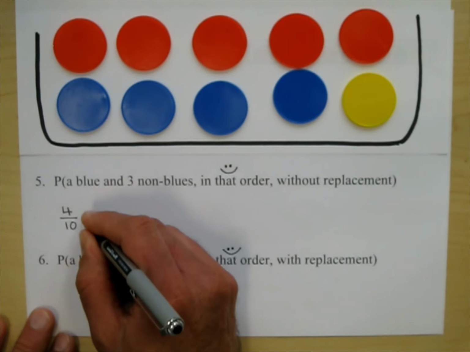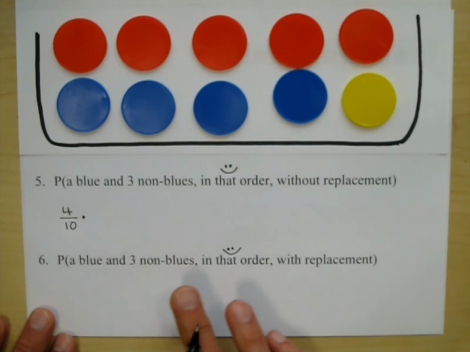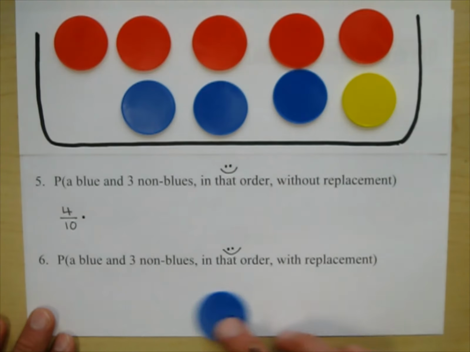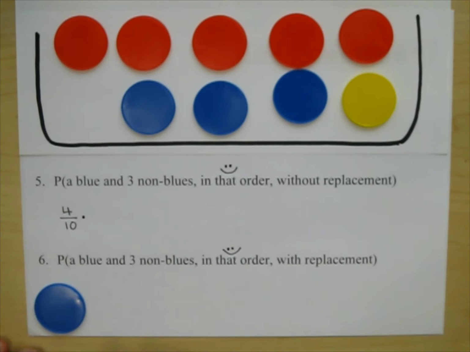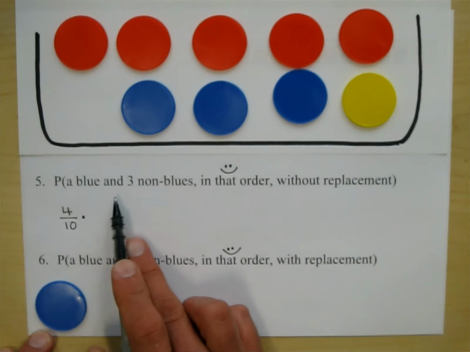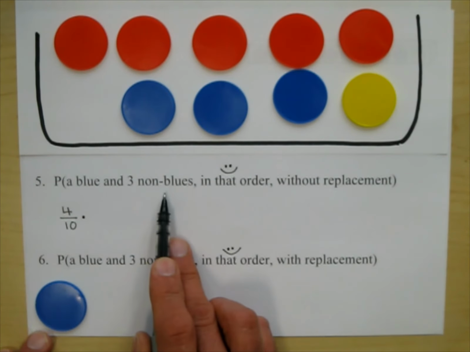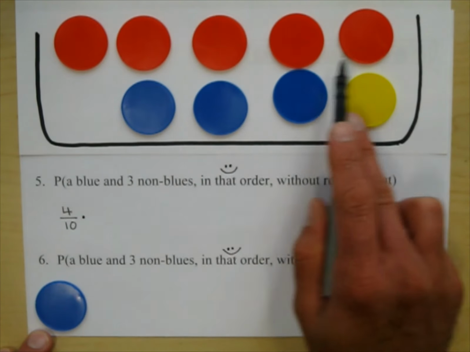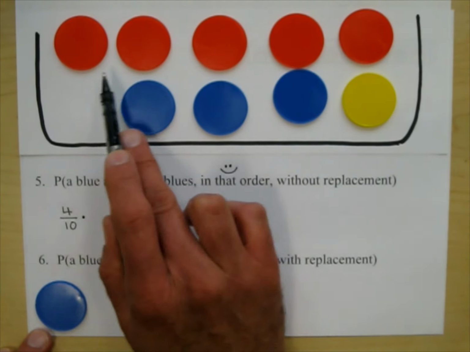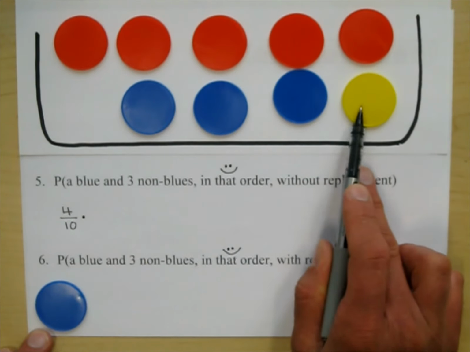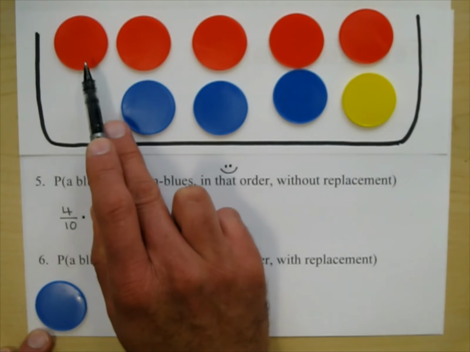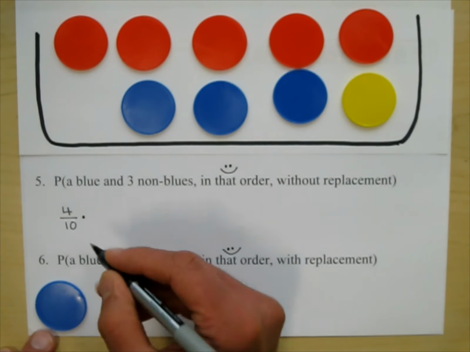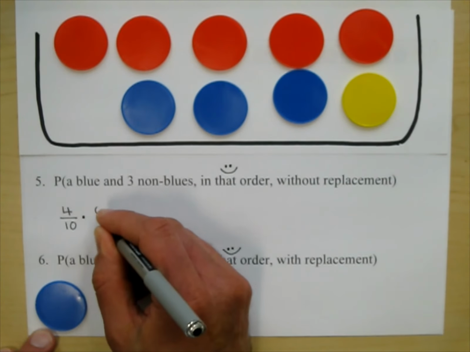Okay, we're going to multiply that after. Okay, so let's pull out our blue. So we pull out a blue. I'll just put it right there. And the next thing I want is a non-blue. So a non-blue would be anything that is not blue, red or yellow. So what's the probability of pulling out a red or a yellow? It would be 1, 2, 3, 4, 5, 6. 6 out of 9 marbles.